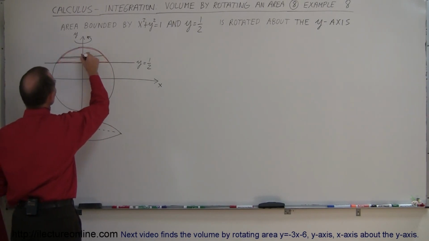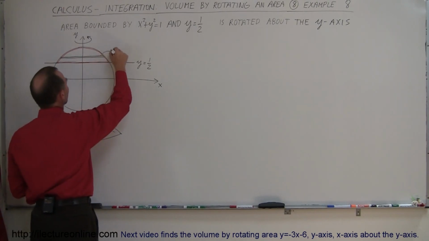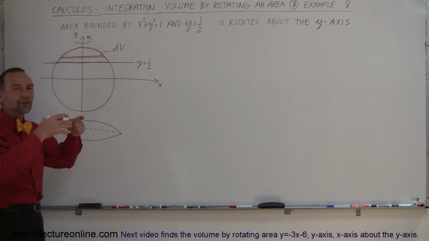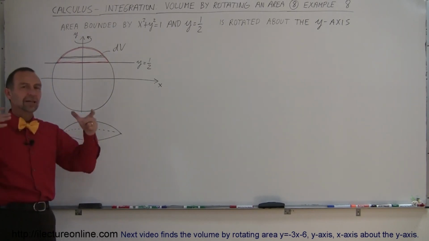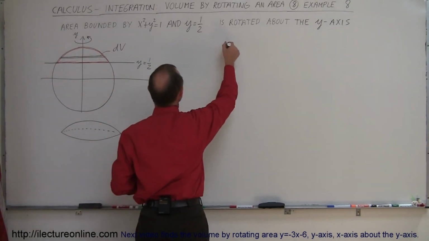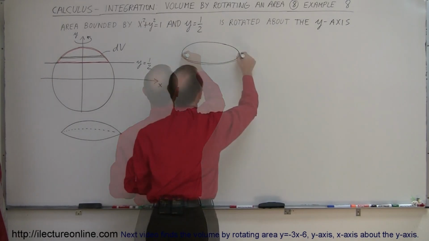Let's slice it like this. Let's take a slice like that. And this would therefore be our dV. And so let's draw the dV out to the side so we can take a look at it. It's always a good idea to take your dV and set it to the side and take a close look at it. When you do that, your dV would look like this. It would look like a disk. There's a small little thickness like that.